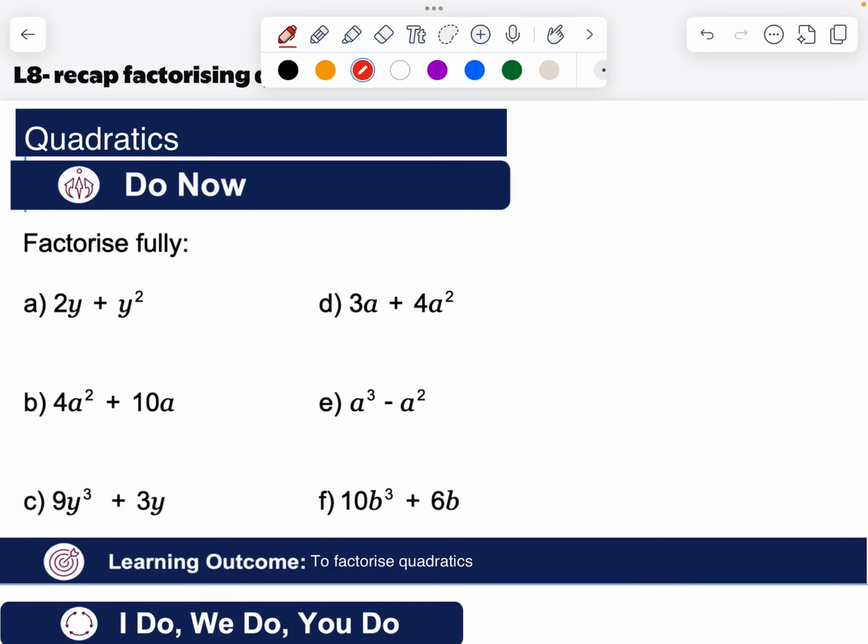Right, so this is for grade 9. This is the recap and factorising lesson that we did. You would have done this in grade 8 and back in September. So what is factorising? So these questions, you're looking for common factors that they both have in each question.